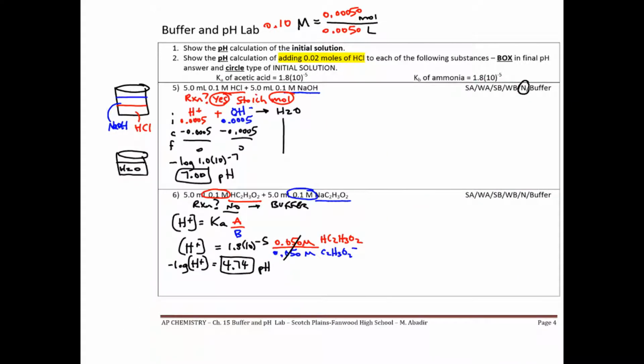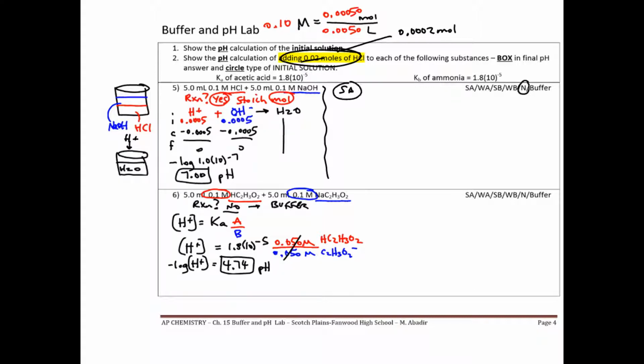On numbers 5 and 6, again, we're going to be adding HCl into each of these beakers, and remember that it's going to be 0.0002 moles that we're adding. Okay, in the first example, we had water, number 5. We ended up with water here, so we're going to add H plus to water, so clearly that's just going to be a strong acid. That's not going to be a reaction at all.